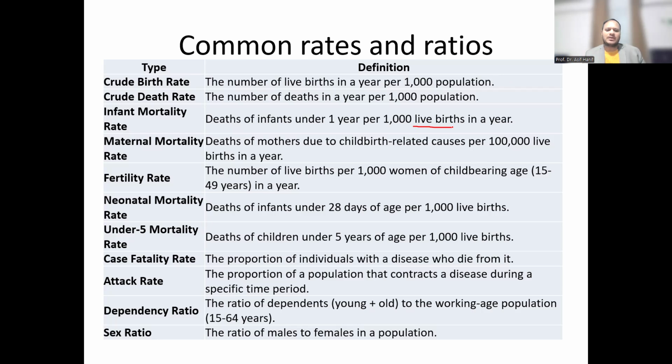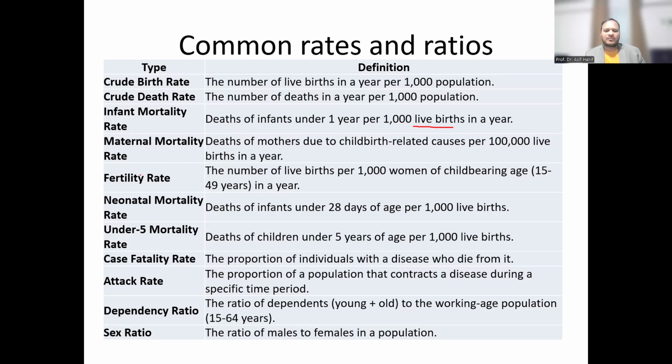Maternal mortality rate: deaths of mothers due to childbirth-related causes per 100,000 live births in a year. For example, there are 5 lakh live births in a year, and you have to know how many mothers died during maternity or during pregnancy. It will be calculated as the maternal mortality rate.